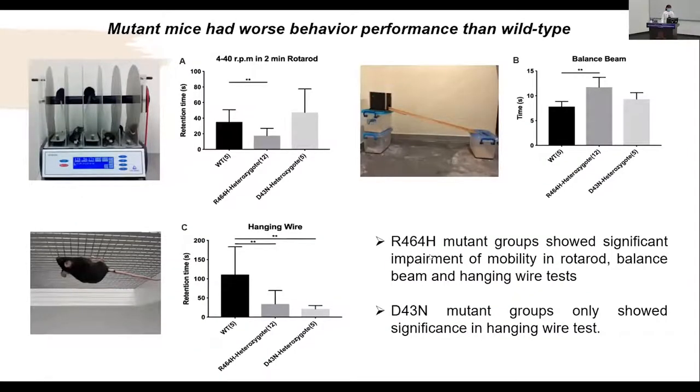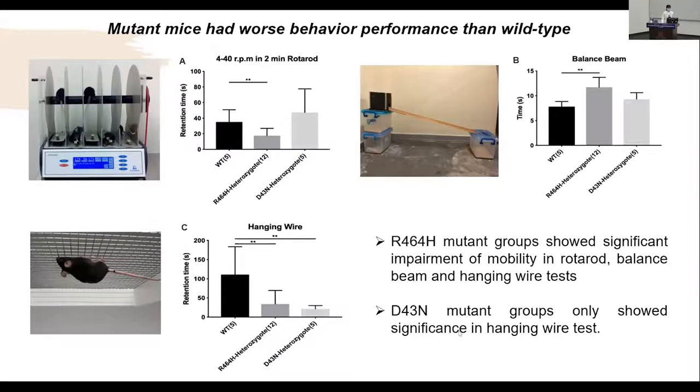Behavior tests include rotarod, balance beam, and hanging wire. All the experiments were repeated 4 times a day for 3 consecutive days. For the rotarod tests, we let the mice run on a rotating rod and accelerated the rotating speed from 4 to 40 RPM in 2 minutes. The bar chart shows that the R464H group stayed on the rod for a shorter time than the wild type and D43N groups.